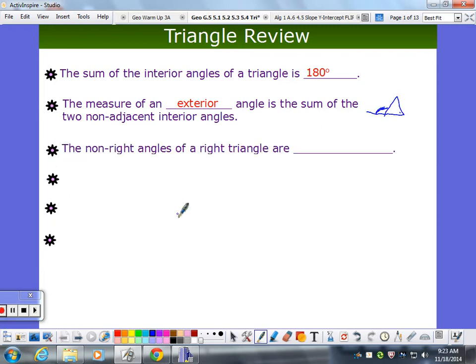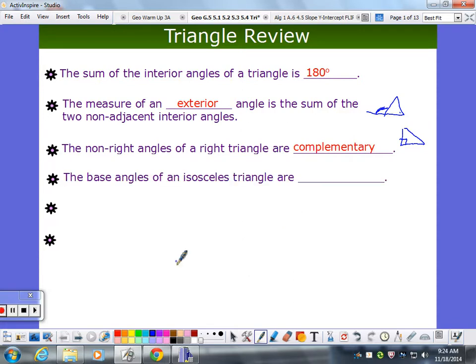Yeah, that one. The non-right angles of a right triangle are... I'm not sure you know what I want you to say here. The non-right angles, so you have a right triangle. What do I know about these two angles? They could be, but not necessarily. But there is something else I know about them. They add up to 90. What's another way of saying they add up to 90? Complementary.